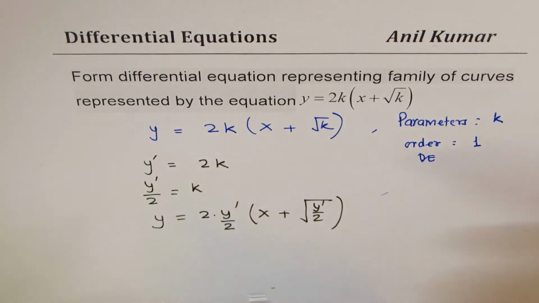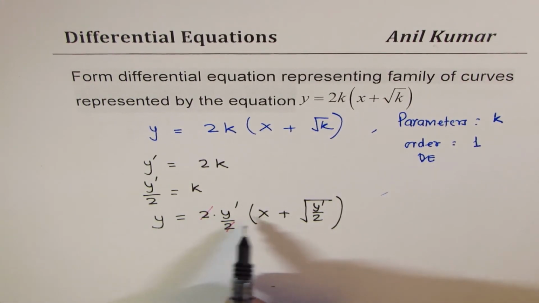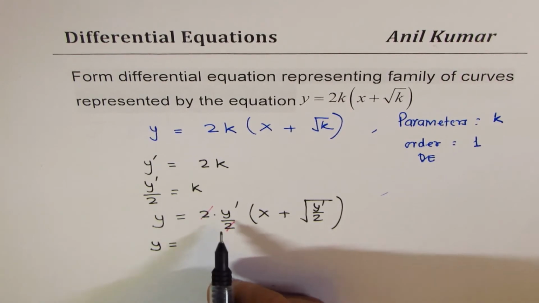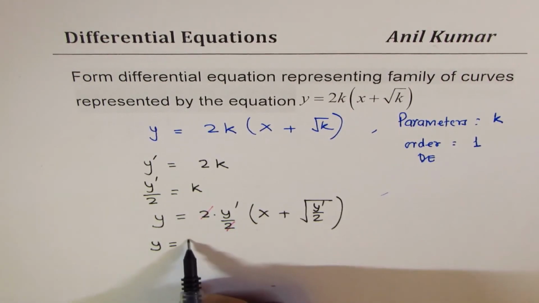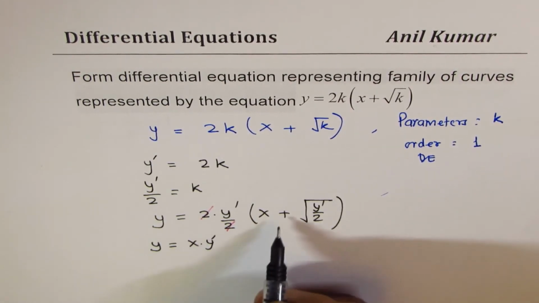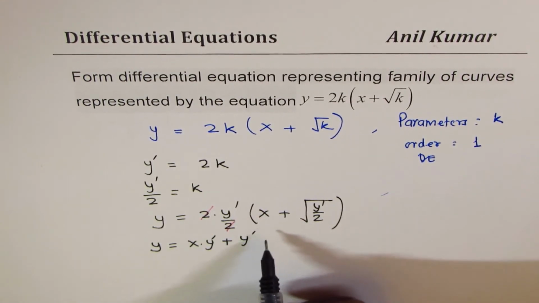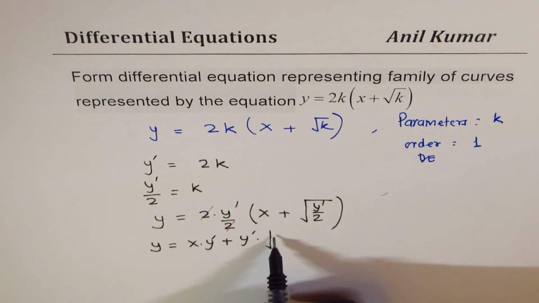Now here we need to simplify this a bit, so we could do that. So what we get here is y equals, when you open this bracket, x times y prime plus y prime times square root of y prime over 2.